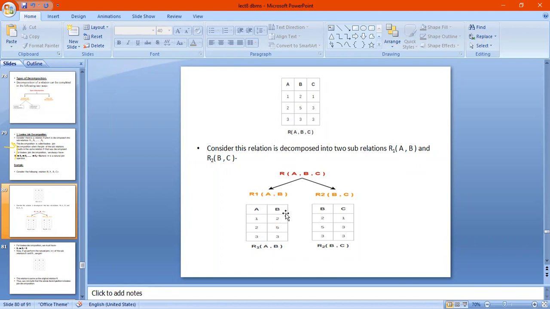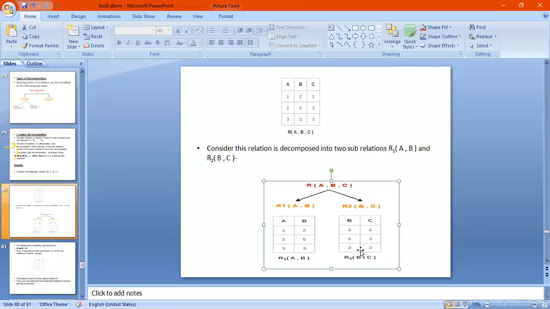This is called sub-relations, where sub-relation R1 has attributes A and B, and R2 has attributes B and C. A values are 1, 2, and 3. What are the B values? 2, 5, and 3. Again, the B values are 2, 5, and 3. C is 1, 3, and 3. Because we have to avoid redundancy, we are doing this.